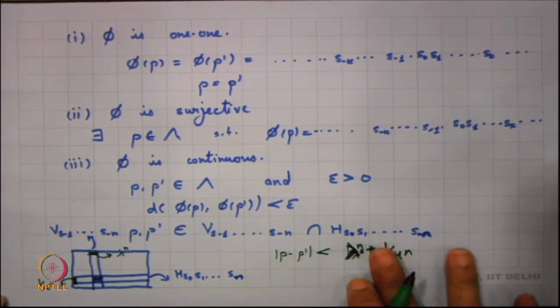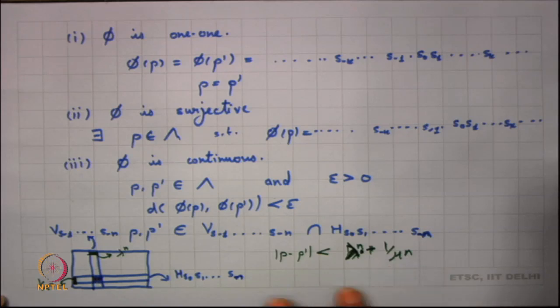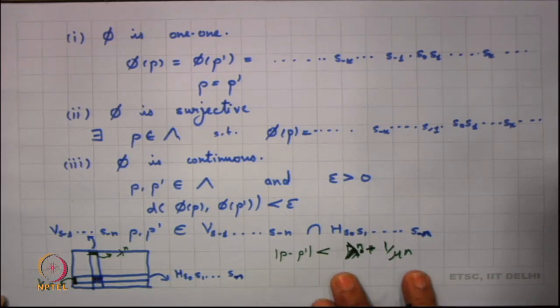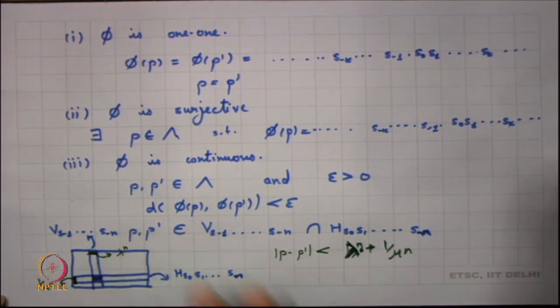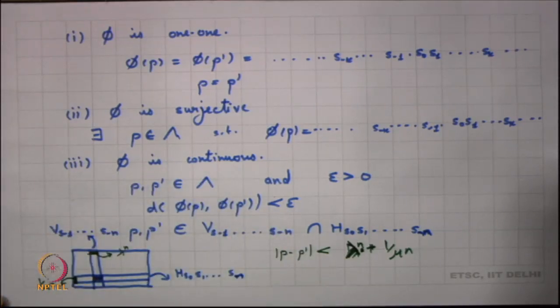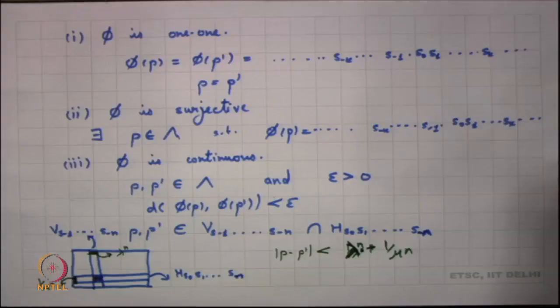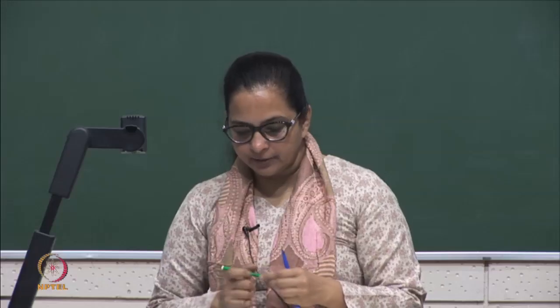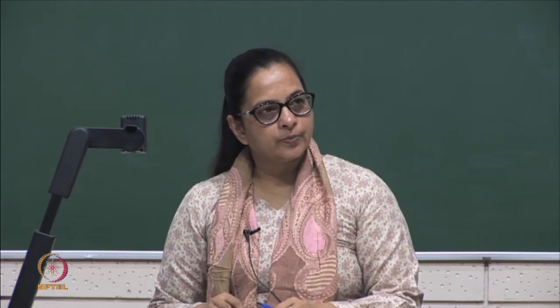The distance cannot be greater than this, right. So, we can always choose a delta such that delta is less than this part. That gives us that our mapping phi happens to be continuous. So, this map phi is continuous, and that gives me that phi happens to be a homomorphism.